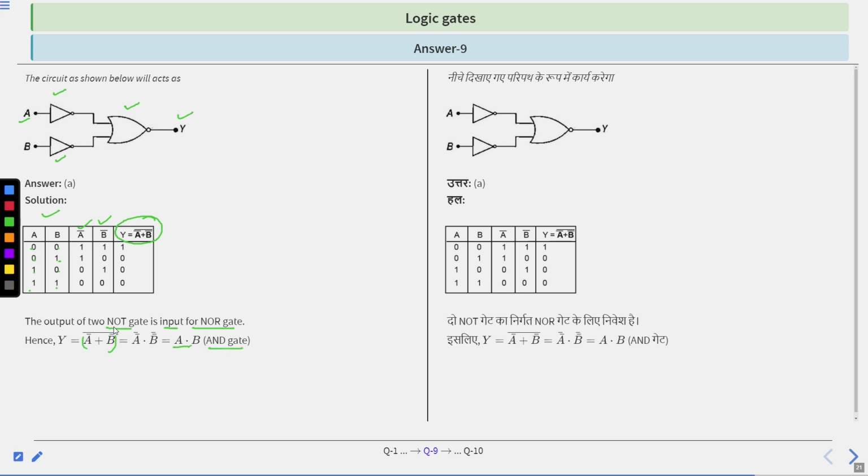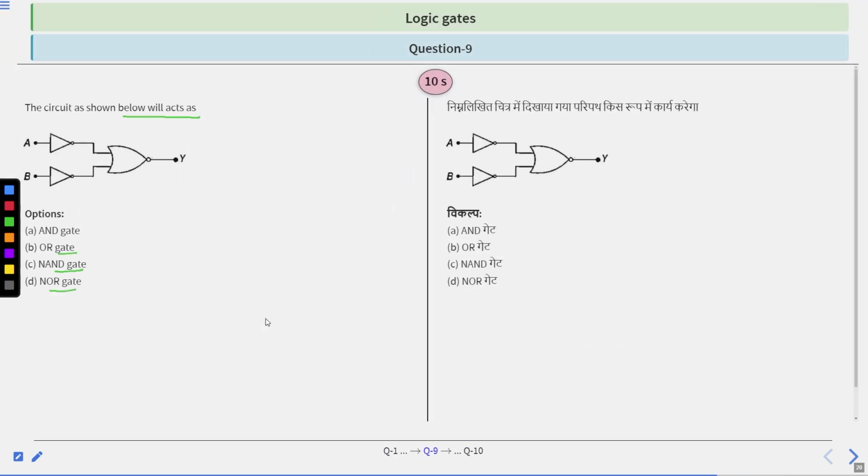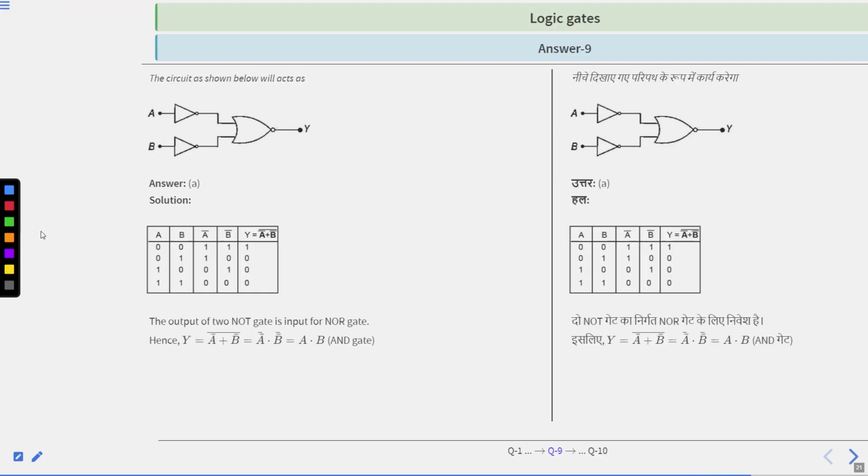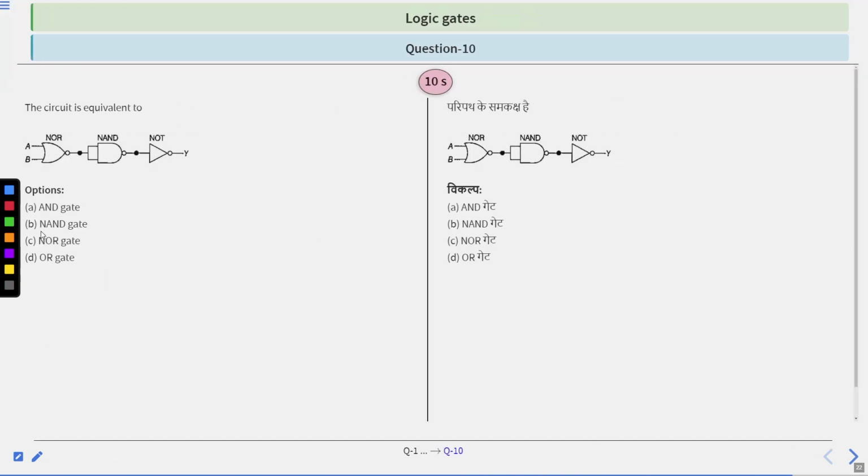The two NOT gates followed by the NOR gate act as an AND gate. Clear? So the correct answer is the AND gate. Clear? Next question. Question 10. The circuit is equivalent to what? Option A AND gate, option B NAND gate, option C NOR gate, and option D OR gate. So which option is correct?